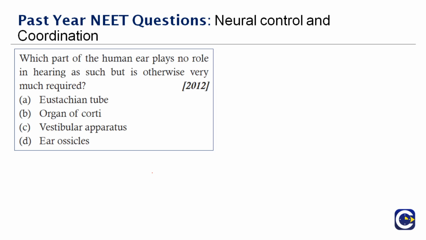Next question here. Which part of the human ear plays no role in hearing as such, but it is otherwise very much required? Before we go into the solution, it is very important to know a few things about the human ear. Okay, we all use it as a tool for hearing, and that is one of the sensory organs that we are bestowed with, right?